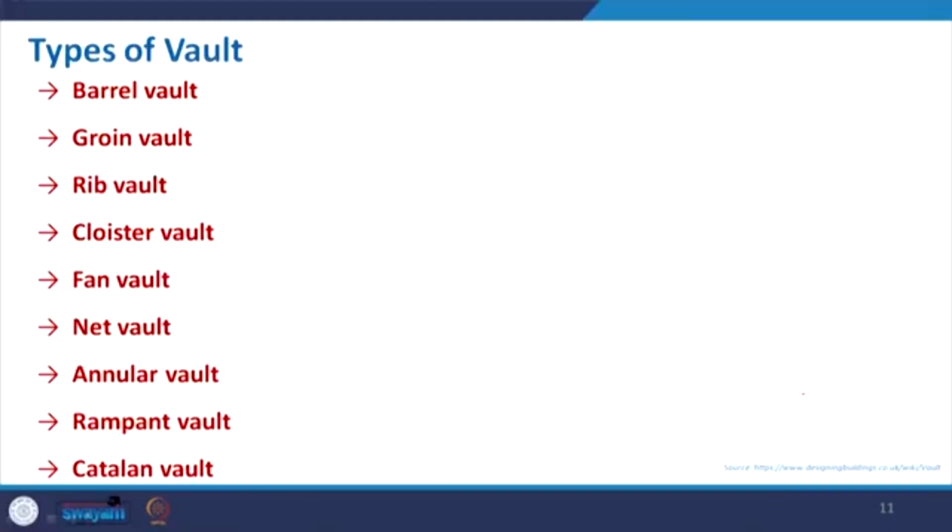Now, coming to the types of vaults. Depending on the shape and other things, there are many classifications. What I have picked up is basically the barrel vault, and we will discuss each of them with some images. The groin vault, rib vault, cloister vault, then the fan vault, net vault, annular vault, rampant, and then Catalan. So, what exactly are they and how are they different to look at, we will go through it.